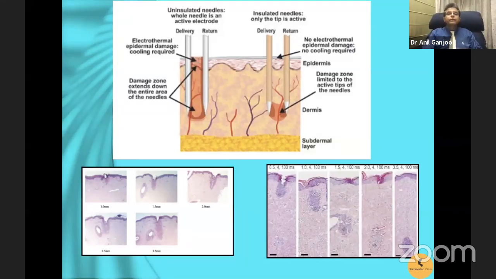Also, it has been seen that there isn't much difference between the insulated and the non-insulated needles, because in insulated needles, because of the thin tip at the lower end, the maximum energy is delivered at the lower end only. And it has been seen that about 80% of the energy is delivered here and only 20% of the energy is delivered in the upper part. Here, 100% energy is delivered here. So this has the advantage of lesser downtime, lesser discomfort, lesser PIH, but this has the advantage of more coagulation because it happens throughout the skin.